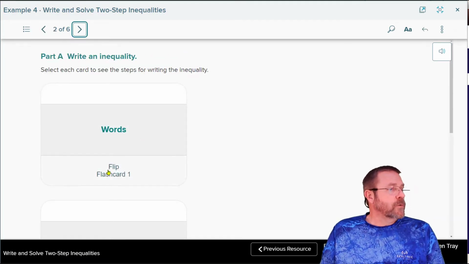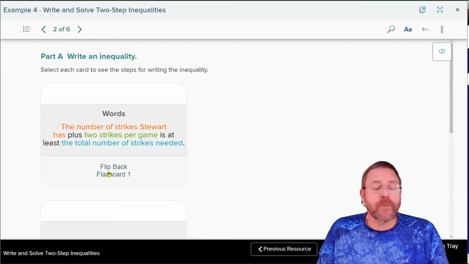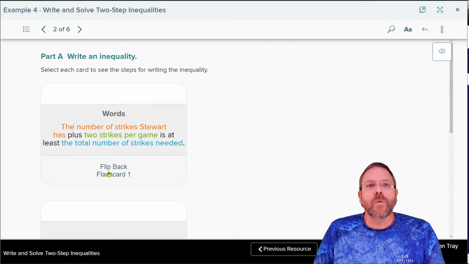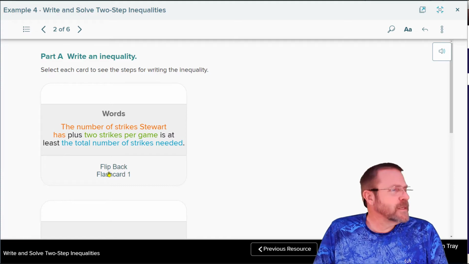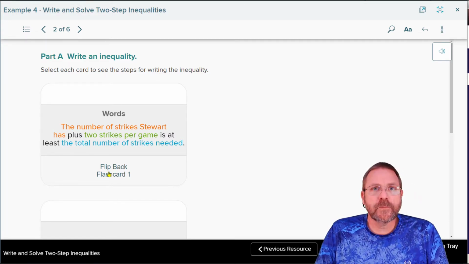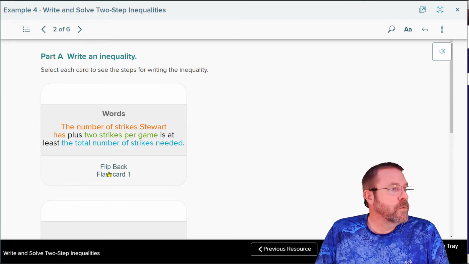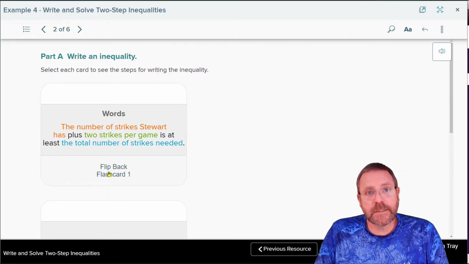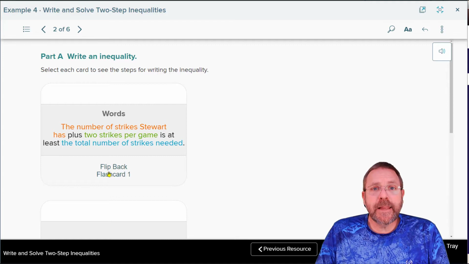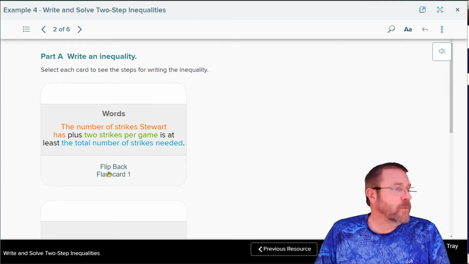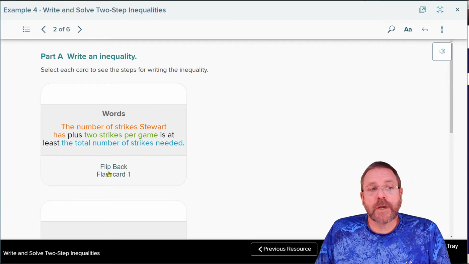First thing we need to do is come up with some words to talk about this. Looking at that problem in words, it's going to say something along the lines of the number of strikes Stewart has plus 2 more strikes per game, because that's his average, needs to be at least, that means greater than or equal to, the total number of strikes needed.